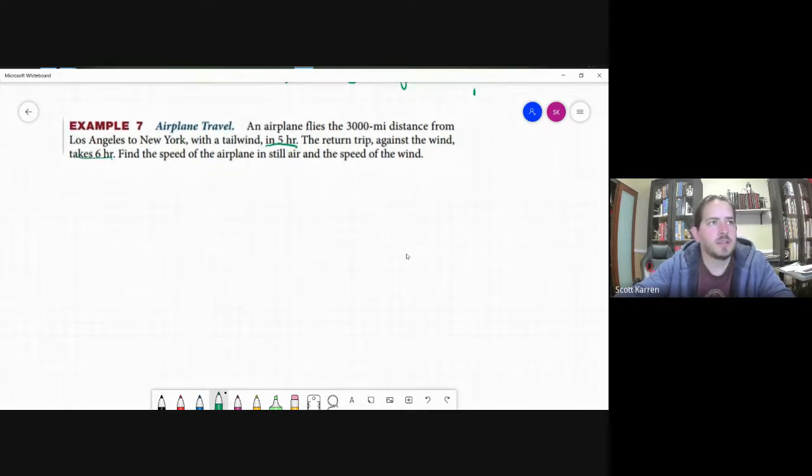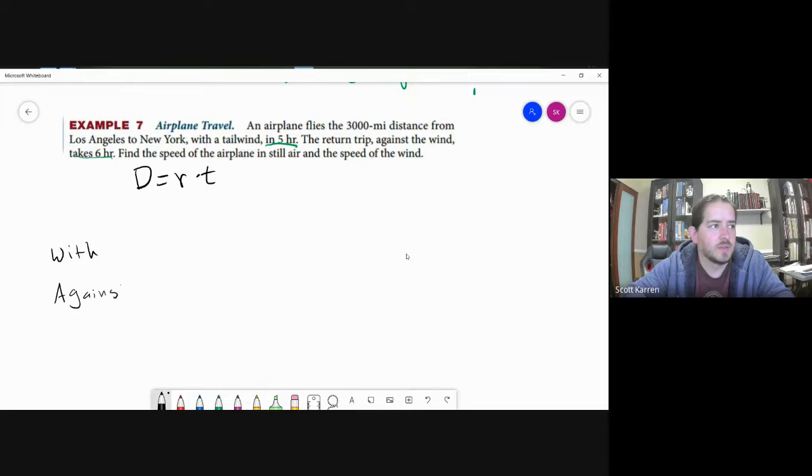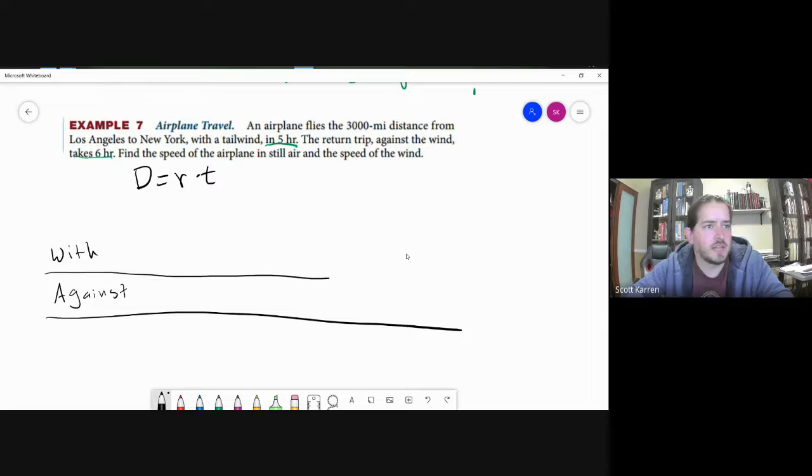So in a problem like this, we're talking about distance equals rate times time, right? And I have two trips. I have one with the wind and one against the wind. So I'm going to make a chart here that gathers all of the data that I have.